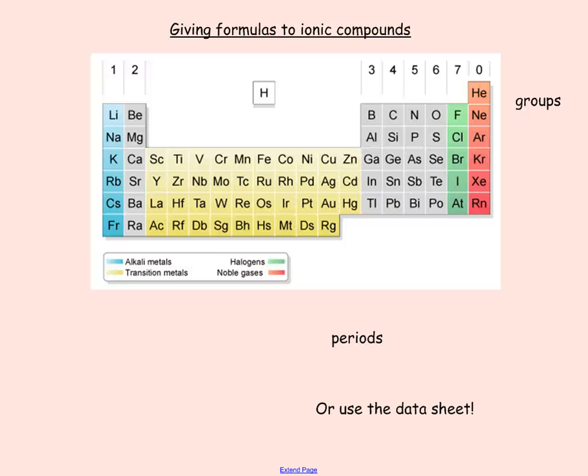Okay, we're going to try and give a formula to some ionic compounds. So you might have looked at ionic compounds a bit. This is how you give them that formula, NaCl or H2SO4 or whatever else like that, a formula. Now, there's two ways of doing it.